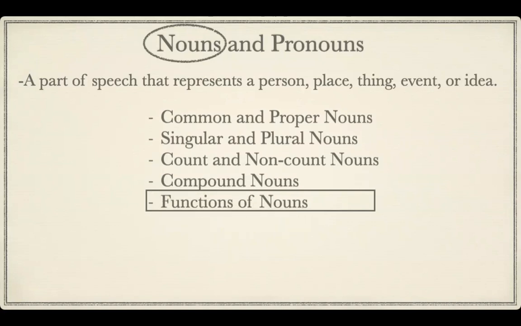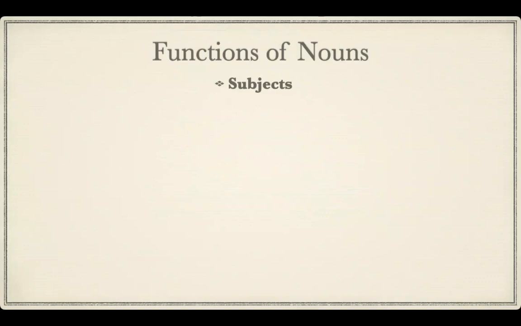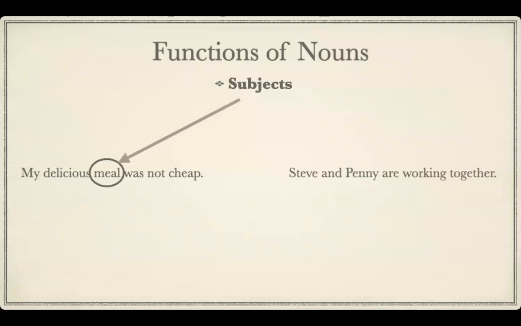Let's discuss the functions now of nouns. Nouns can be used in three basic ways: as subjects, objects, or adjectives. A subject is simply a who or what the sentence is about. Here are examples of nouns used in the subject position. My delicious meal was not cheap. Steve and Penny are working together.